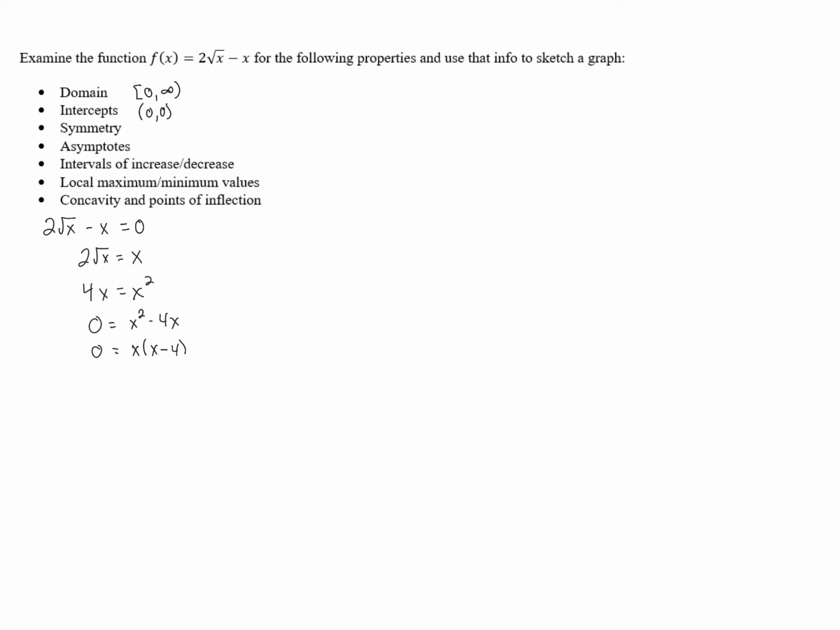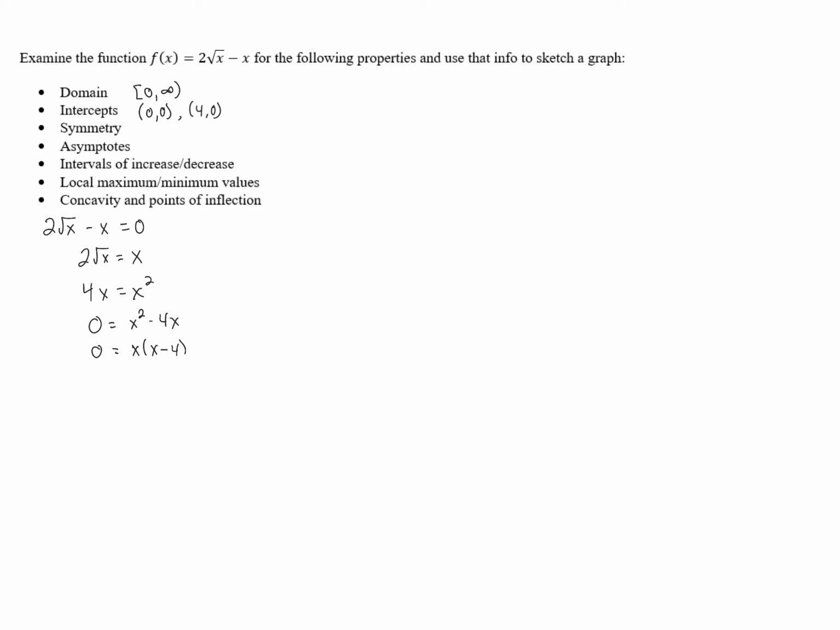And in fact, if we plug in 4 to the original equation, we will see that we end up with 2 times 2, which is 4 minus 4, does equal 0. So our other intercept is going to be at 4, 0. So we've got 2 x-intercepts, one of which also happens to be a y-intercept. There is no symmetry here, especially because this function is not defined for negative values, so we don't even have a left-hand side of this.